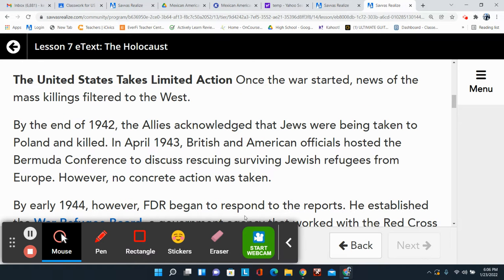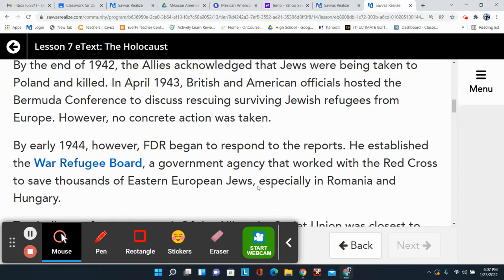The United States takes limited action. Once the war started, news of the mass killings filtered to the West. By the end of 1942, the Allies acknowledged that Jews were being taken into Poland and killed. In April 1943, British and American officials hosted the Bermuda Conference to discuss rescuing survivors, Jewish refugees, and saving them from Europe. However, no concrete action was taken.